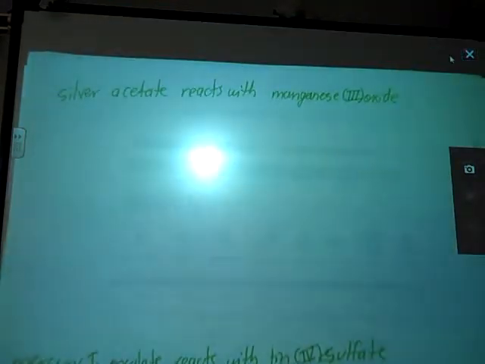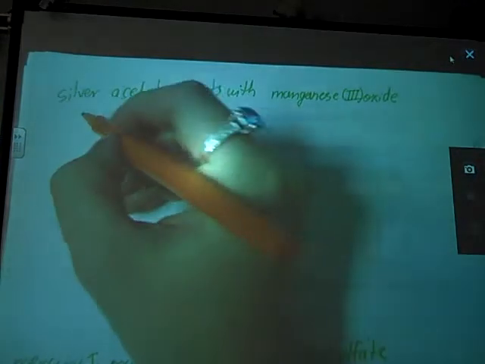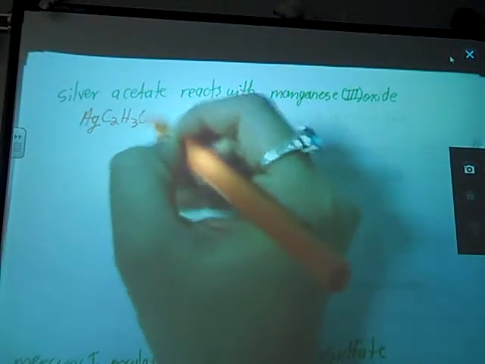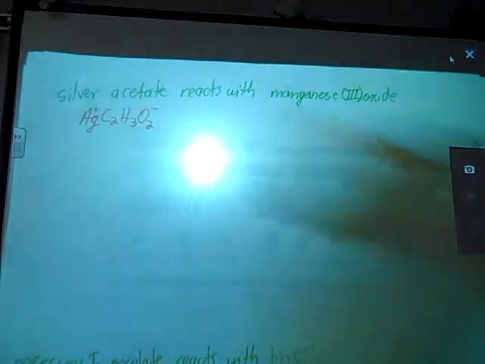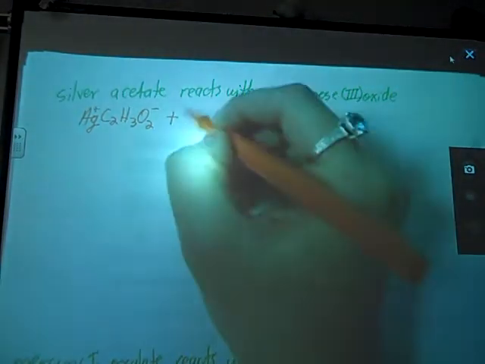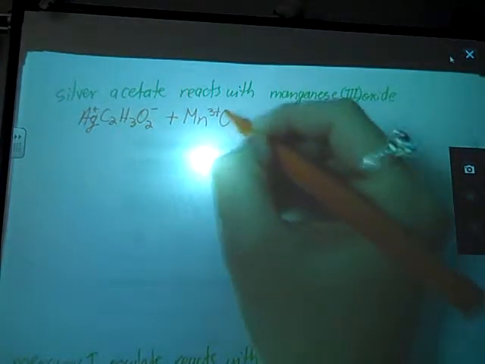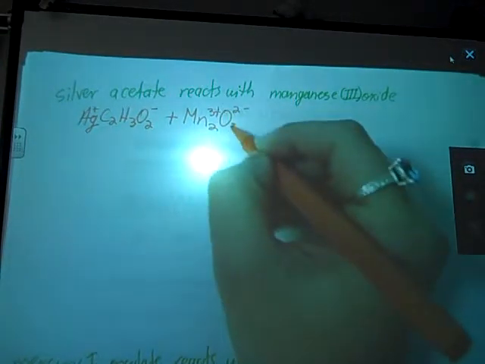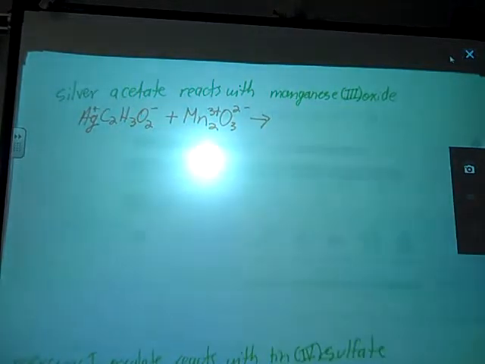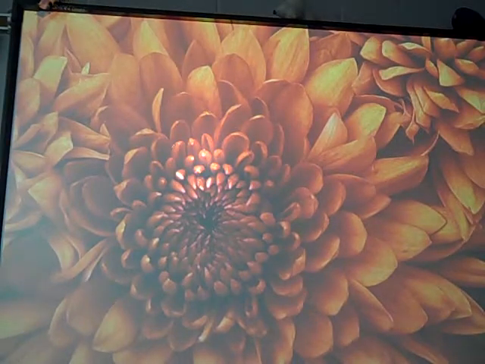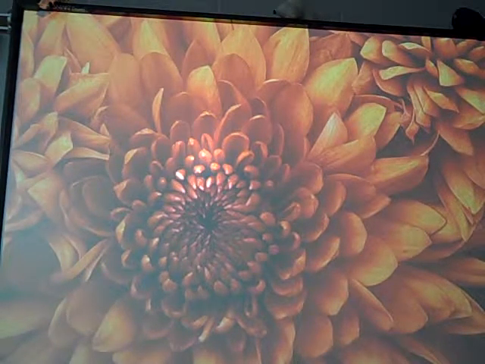Let's try another one. Now we have to translate. Silver acetate, +1 and -1, reacts with manganese with a 3+ charge, oxide with a 2-. There we go. What type of reaction is this? I got 2 compounds, totally different. That makes this a double replacement reaction.